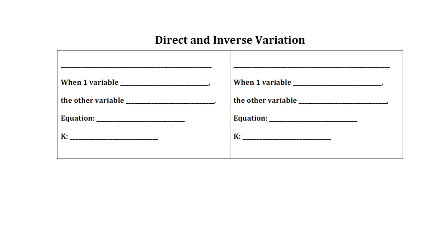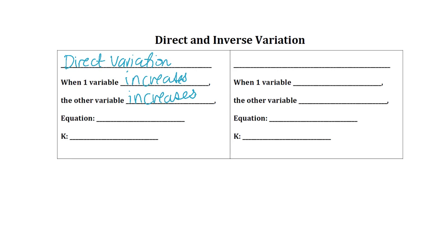So the first thing I want you to look at is that this first side is going to be direct variation. And what that means is when one variable increases, the other variable also increases. So basically, as one goes up, the other one goes up. If one goes down, the other one goes down. So they're moving in the same direction all the time. Like if one is decreasing, then the other one will definitely be decreasing if it is direct variation.